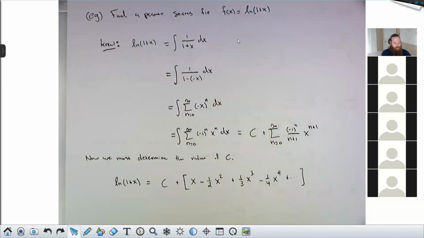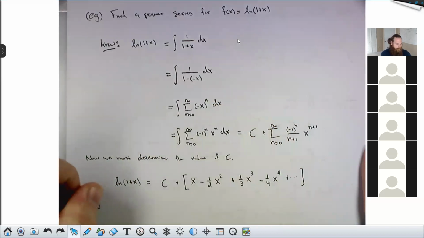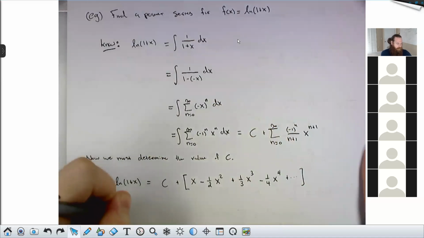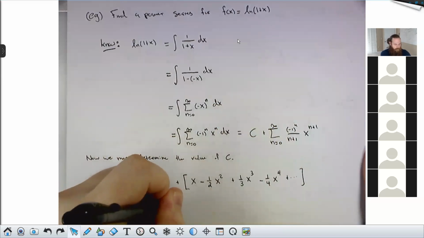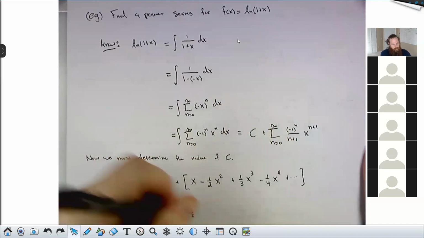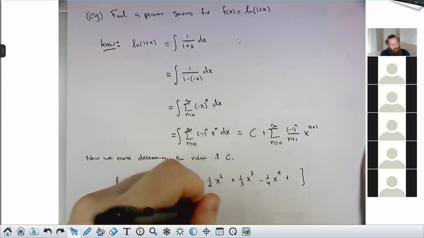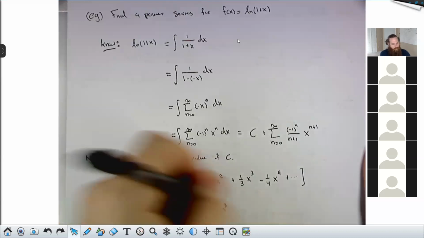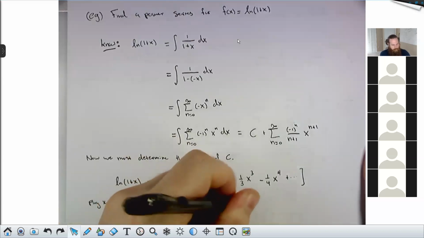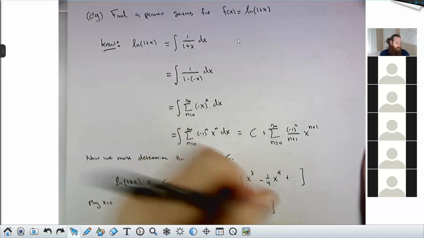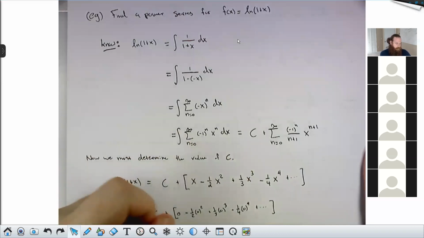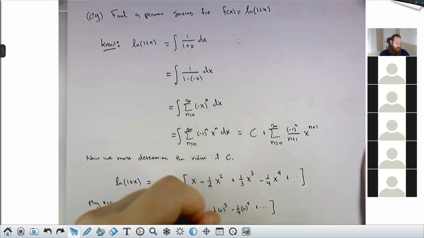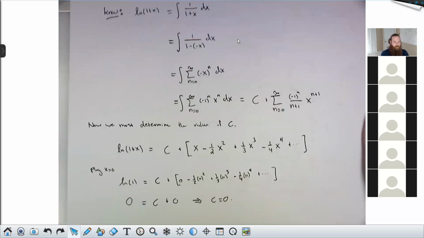And if you plug x equals 0 on both sides here, you get the natural log of 1 equals c plus all of these with zeros plugged in, that's 0, right? It's 0 minus 1/2 times 0 squared plus 1/3 times 0 cubed minus 1/4 times 0 to the 4, and so on. The natural log of 1 is 0, so you get 0 equals c plus 0, which means c must itself be 0.